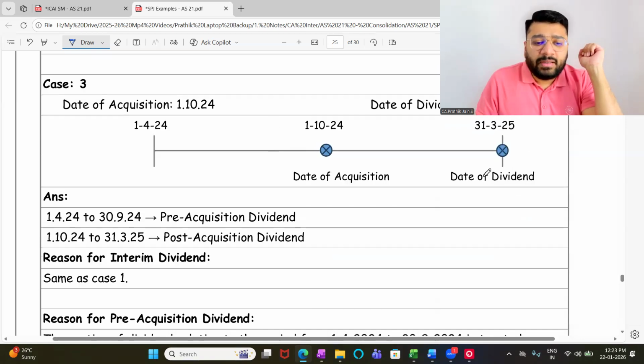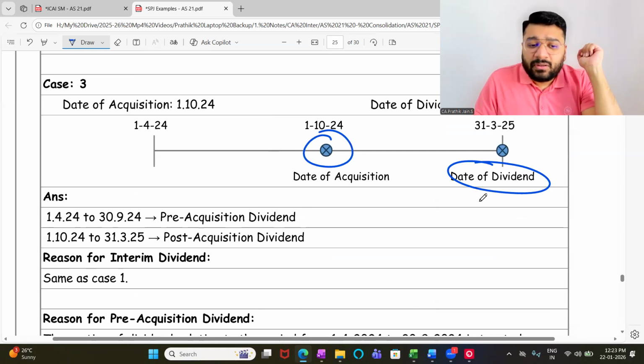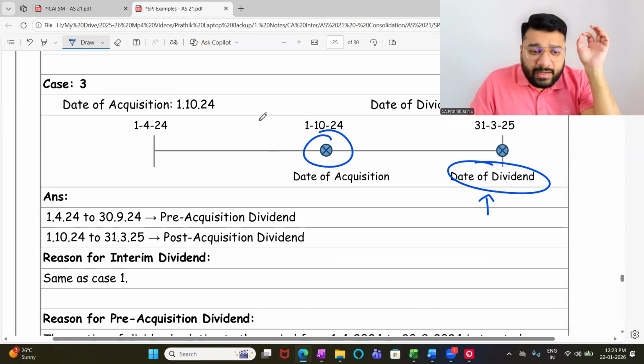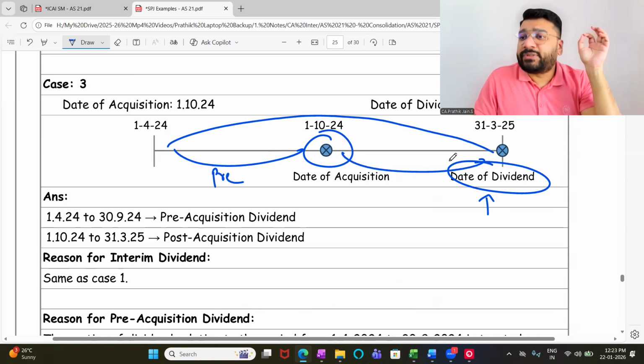Case 3. Date of dividend end of the year. Interim dividend. Acquisition in the middle. The question said nothing about where the interim dividend is paid from, so it is assumed that the interim dividend is paid from the current year's profit. In current year's profit, this part is pre-profit, pre-dividend. This part is post-profit, post-dividend. Any problem?